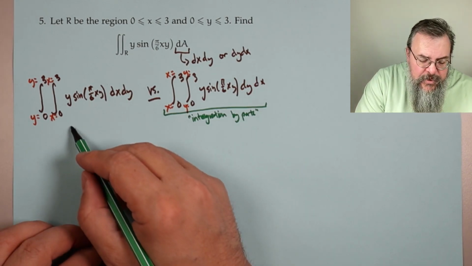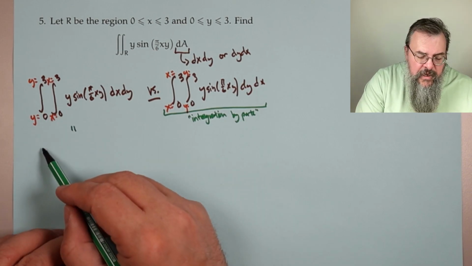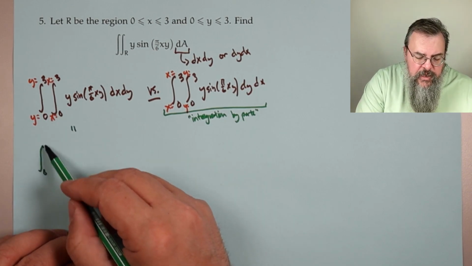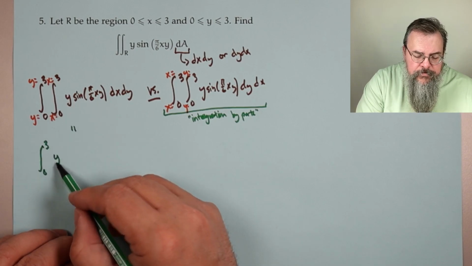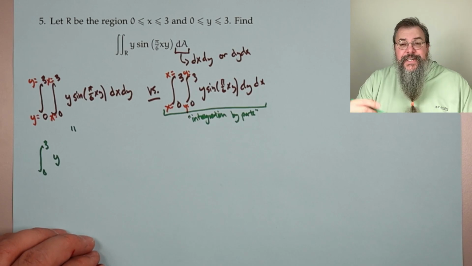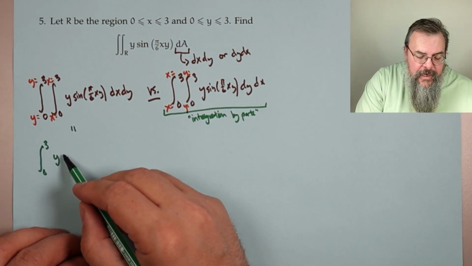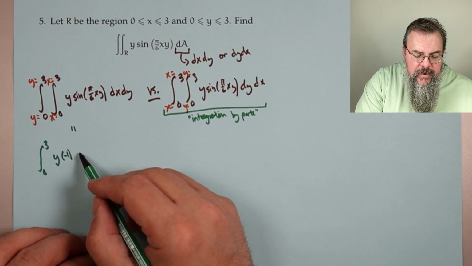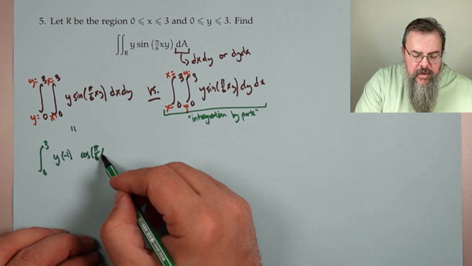So if we're doing it here, remember we're treating y like a constant. So we'll have integral 0 to 3, as before, because we haven't integrated. We have this y here. What's the integral of sine? Integral of sine is negative cosine. Okay, so we have a negative, and then we have a cosine of pi over 6 xy.